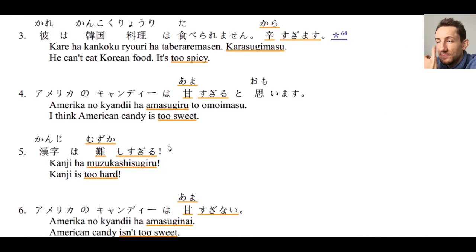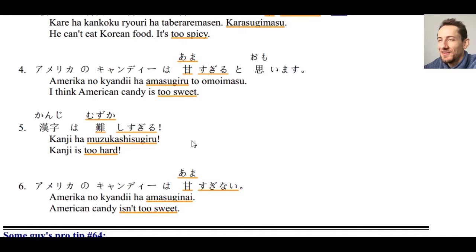And anyway, going back to our sentences. Number 4. アメリカのキャンディーは甘すぎると思います。So I think American candy is too sweet. This is something that Japanese people often say. I remember when I was teaching in Japan, I gave my students Starbursts, and almost all of them said it was too sweet and actually wouldn't eat them because they couldn't take it.